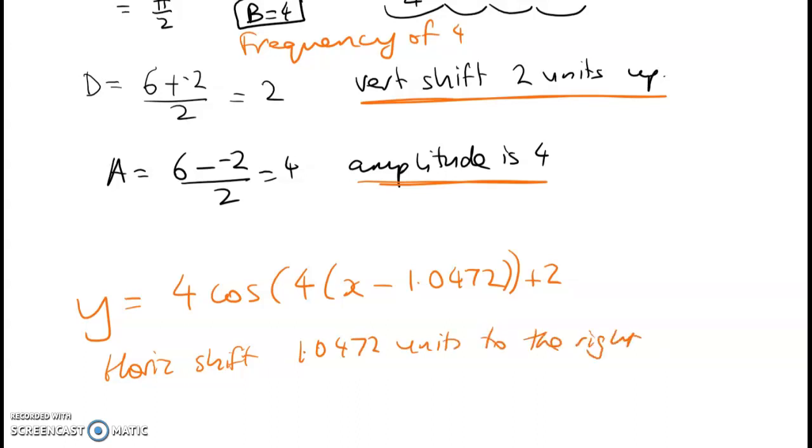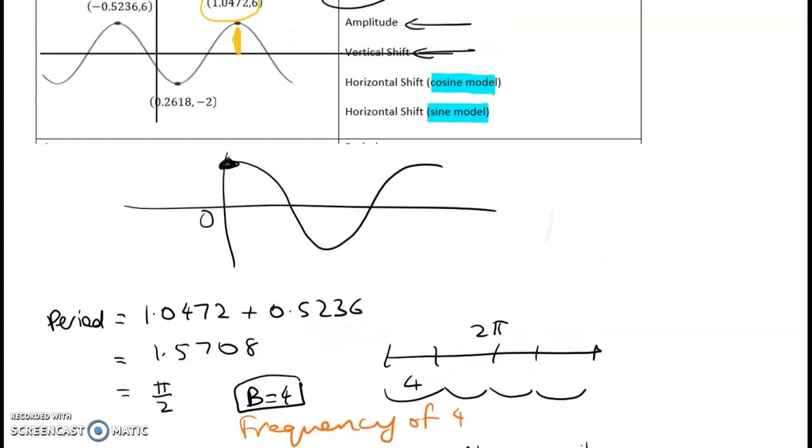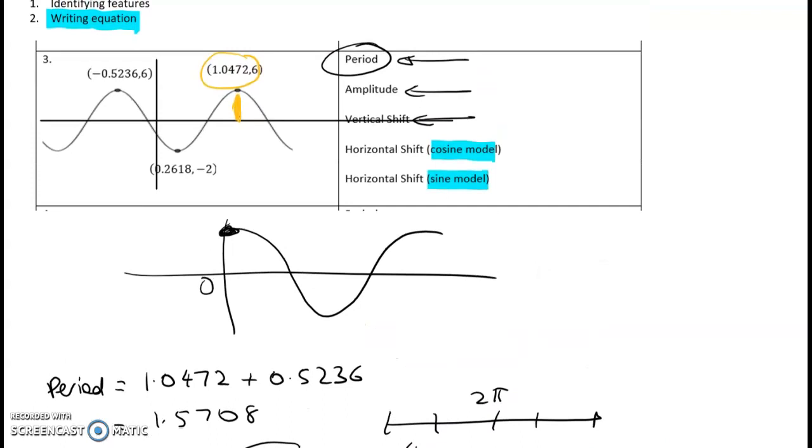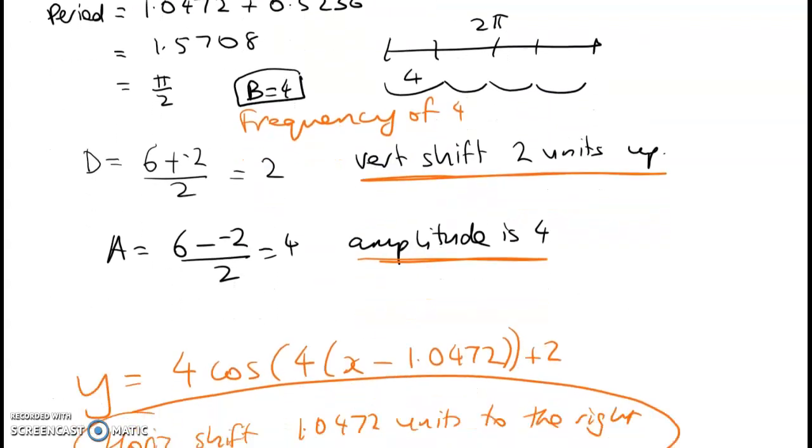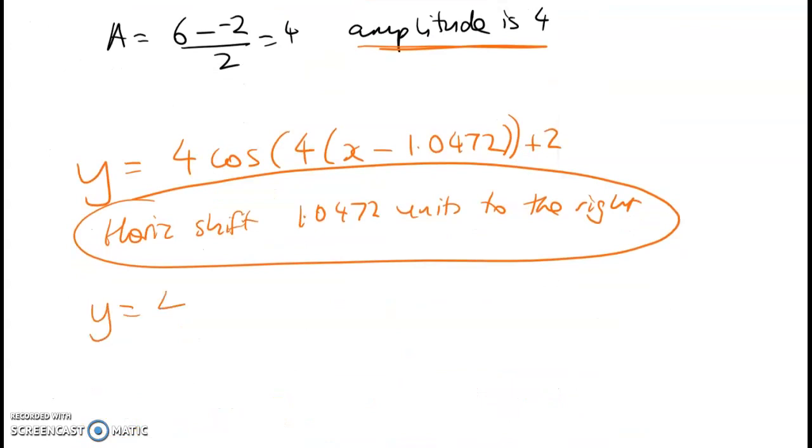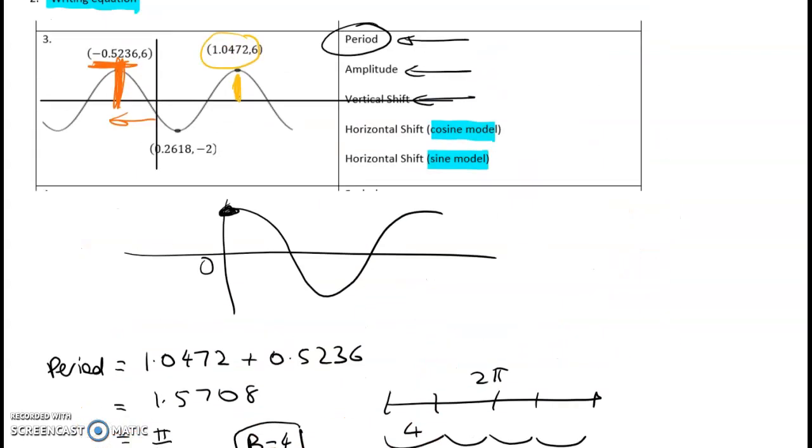Now that's not a unique solution, because I could also have thought about this as my starting point. It just doesn't matter. That's the whole point about trig graphs: they repeat after one period. So the other way that I could have written that was to say that my horizontal shift is left by that many units. We could have written the model as y equals 4 cos of 4 times (x plus 0.5236), plus 2. So that's doing it all with a cosine model.